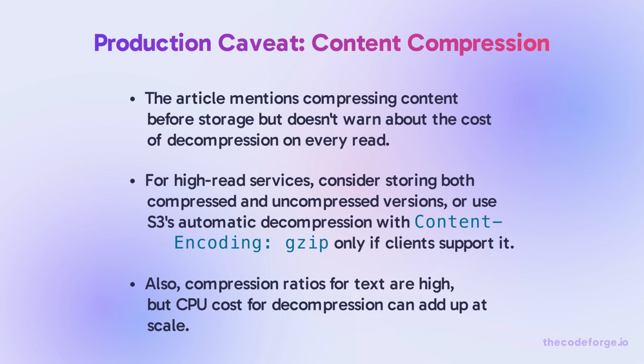The article mentions compressing content before storage, but doesn't warn about the cost of decompression on every read. For high-read services, consider storing both compressed and uncompressed versions, or use simple storage service's automatic decompression with content encoding. gzip only if clients support it. Also, compression ratios for text are high, but CPU cost for decompression can add up at scale.